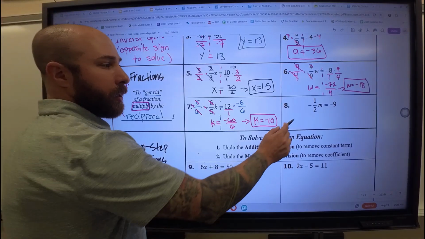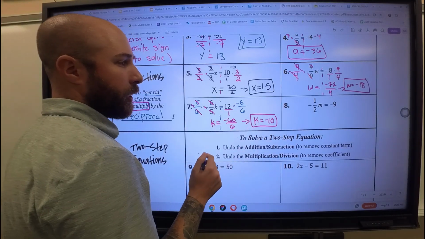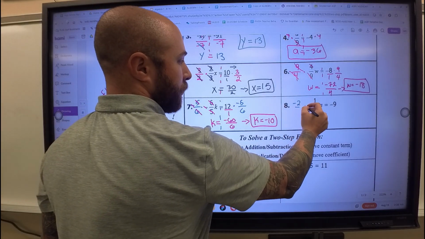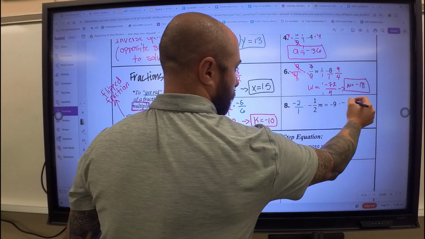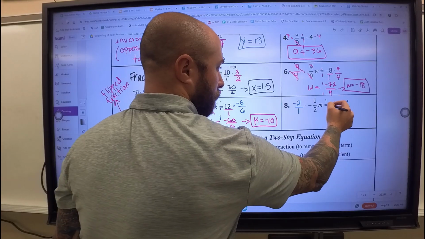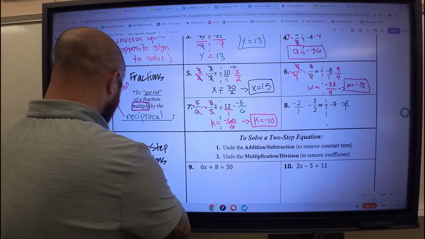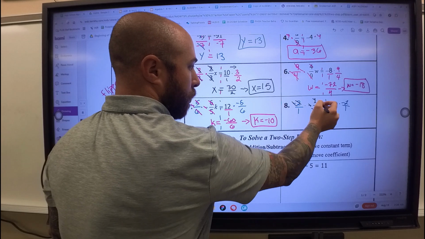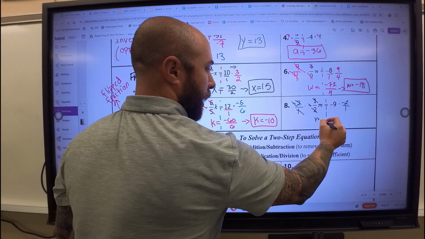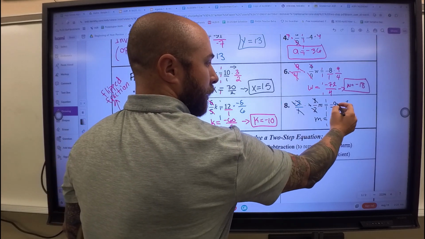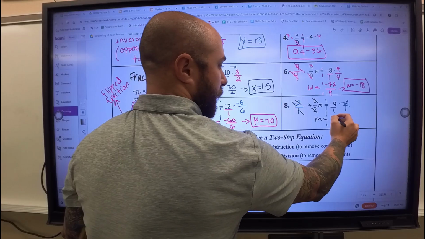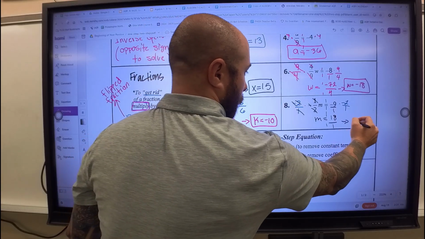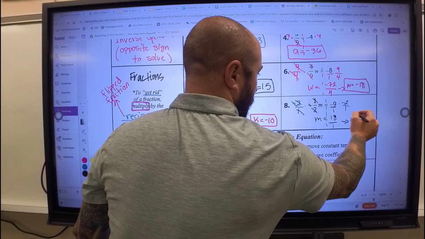And then last one here, -1/2 m equals -9. We're going to multiply by the reciprocal, which is -2 over 1. The negatives and the 2's cancel, the 1's cancel, leave us with m. -9 times -2 is 18. 1 times 1 is 1. So we're left with m equals 18.